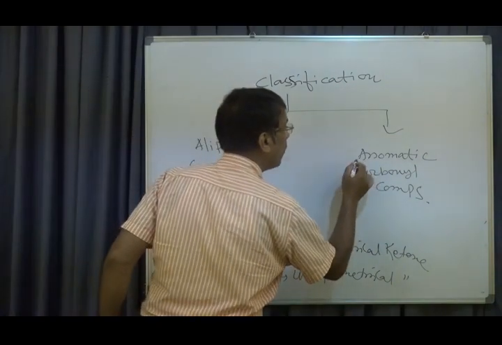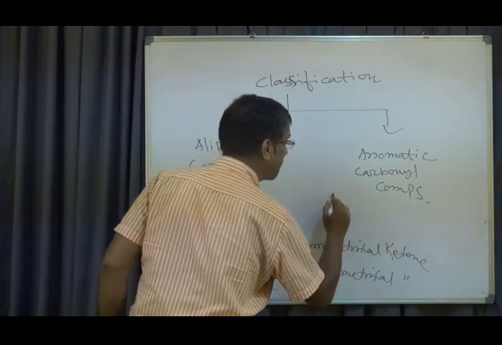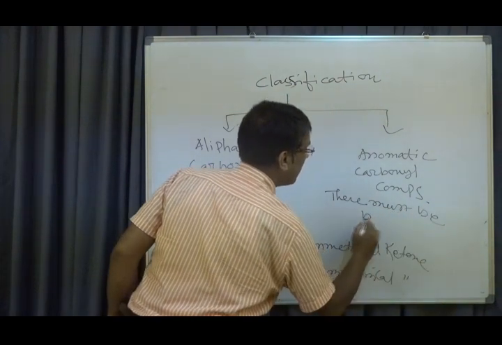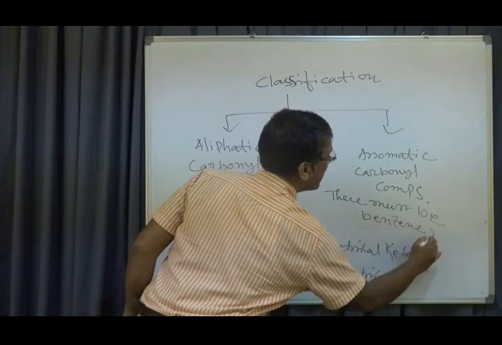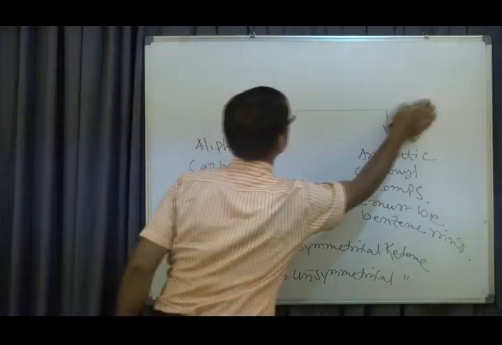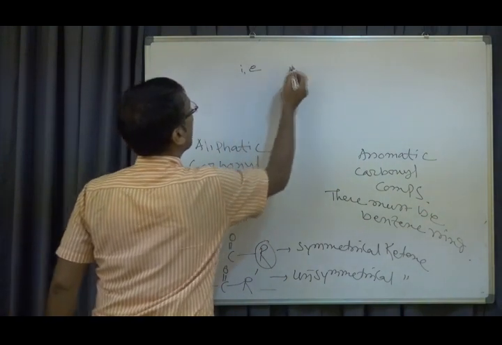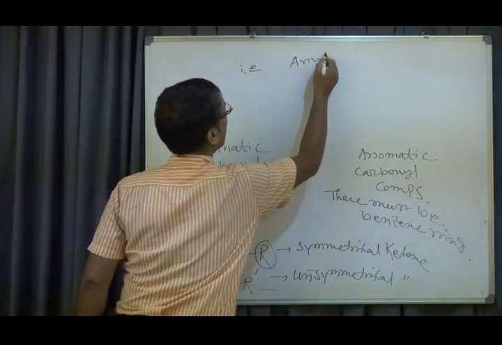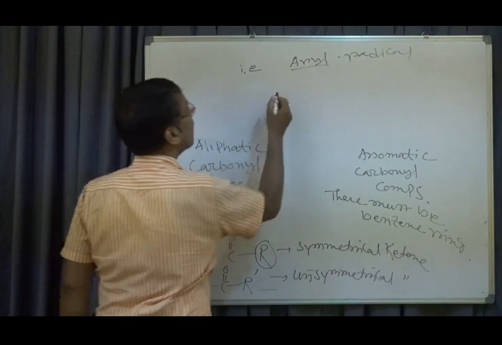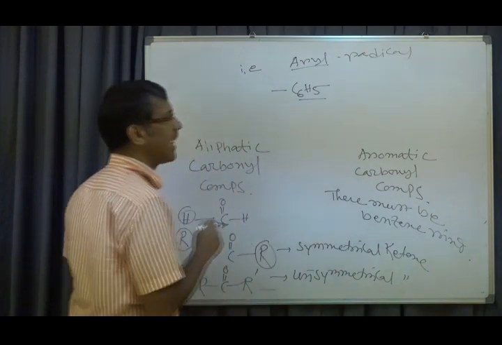Now we move to aromatic carbonyl compound. Aromatic carbonyl compound means there must be a benzene ring. That is the aryl radical. Aryl means C6H5.